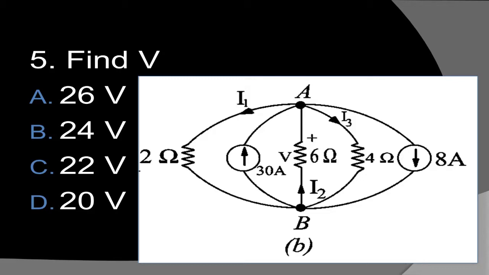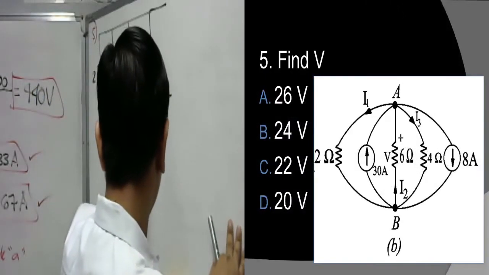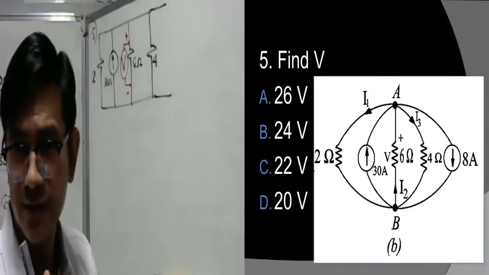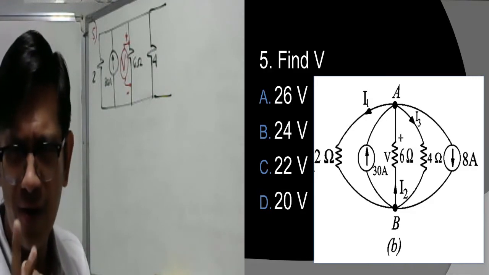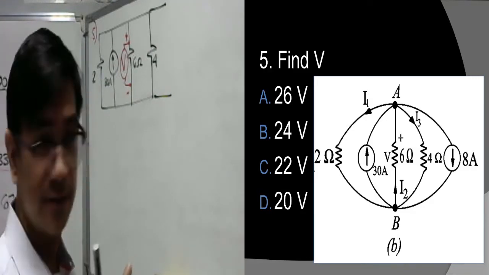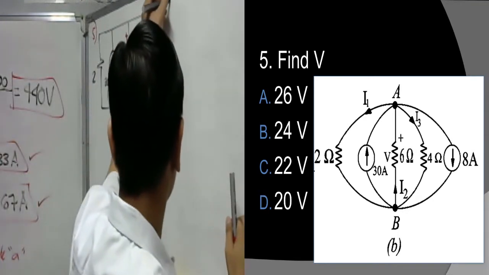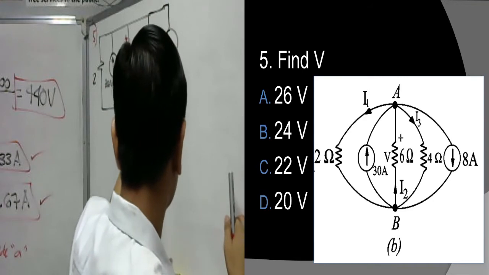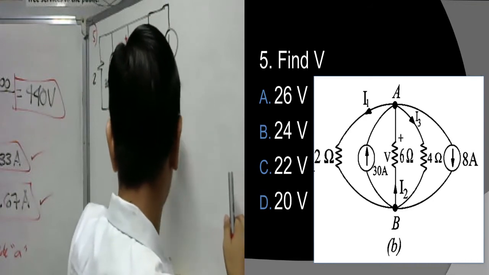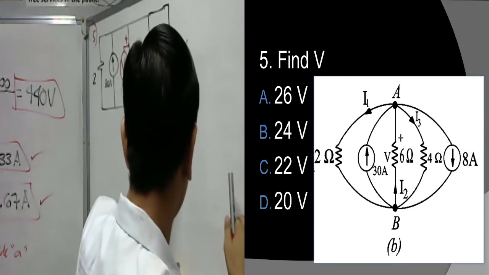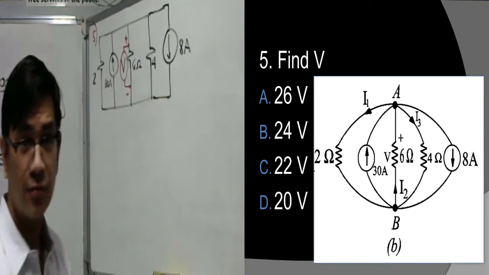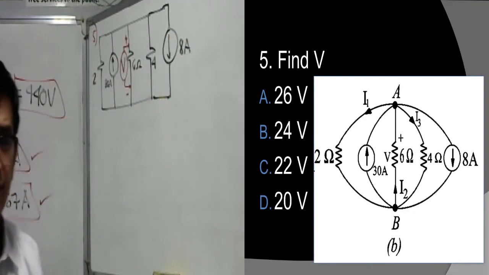Okay? And the next branch, we have the 4 ohm resistor. Take a look here. We have 4 ohms. Then we have here 8 ampere that is going downward. So the question here, find V.